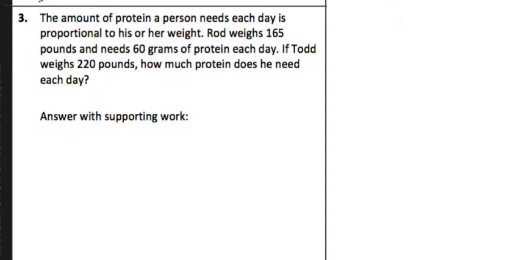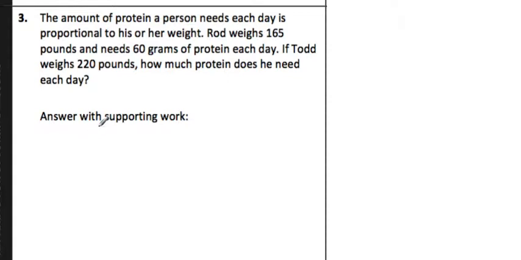Okay, the amount of protein a person needs each day is proportional to his or her weight. Proportional is an important thing. That means the more someone weighs, the more they need. The less someone weighs, the less they need. So Rod weighs 165 pounds and needs 60 grams of protein each day. If Todd weighs 220 pounds, how much protein does he need each day?